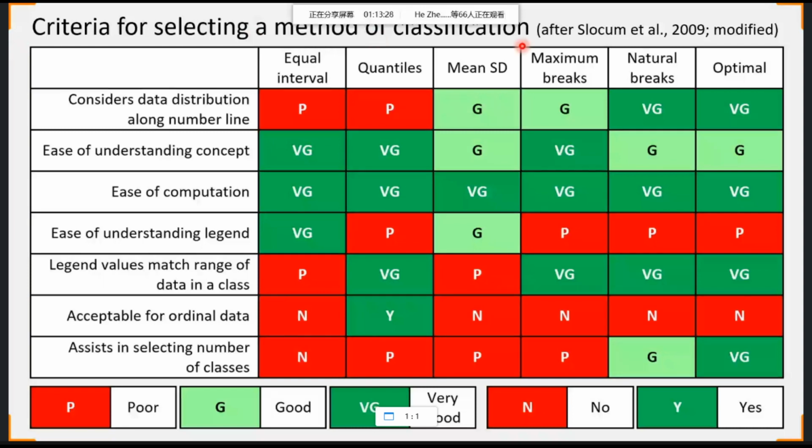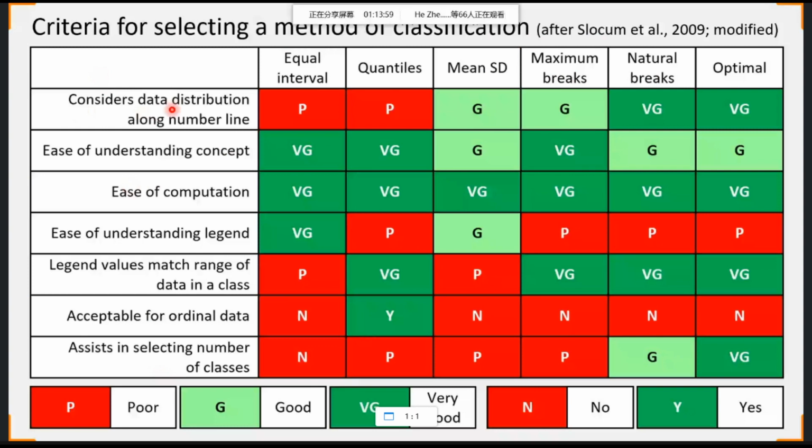I have only slightly modified this assessment, let's say, of the methods from Slocum and colleagues. So we have the six classification methods here: equal interval, quantiles, mean standard deviation, maximum breaks, natural breaks, and optimal. And we have here the criteria.